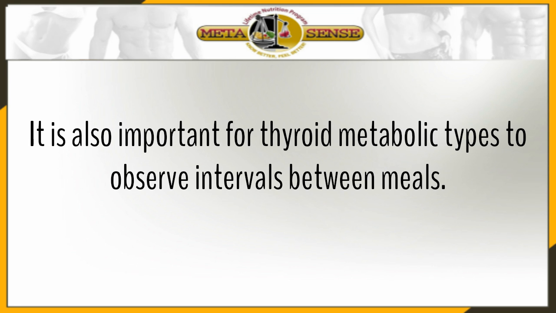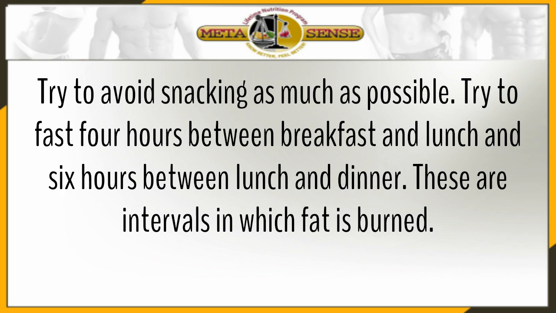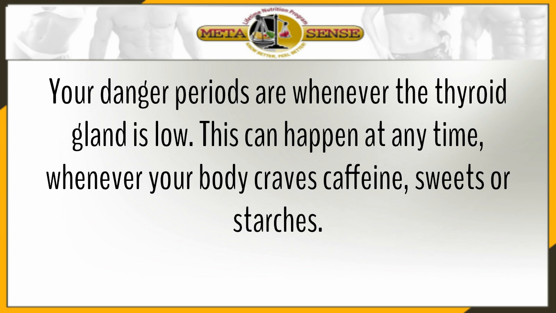It is also important for thyroid metabolic types to observe intervals between meals. Try to avoid snacking as much as possible. Try to fast 4 hours between breakfast and lunch, and 5 to 6 hours between lunch and dinner. These are the intervals in which your fat is burned. Your danger periods are whenever the thyroid gland is low. This can happen at any time whenever your body craves caffeine, sweets, or starches.